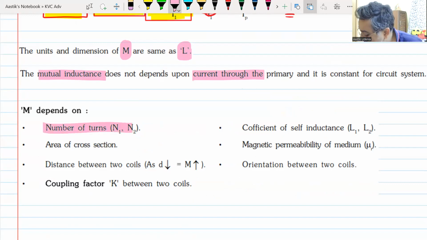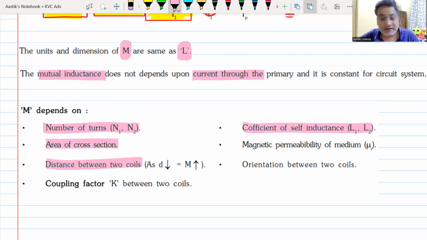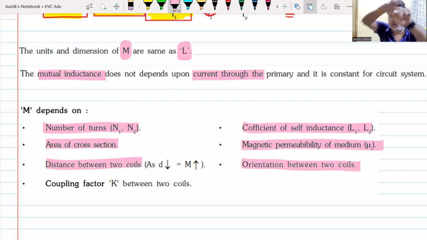Number one, it depends on the number of turns in the primary as well as the secondary. Do we understand this? Yes. It depends on the area of cross section. It depends on the distance between the two coils. It depends on the self-inductance of the two coils. It depends on the medium which is surrounding the two coils. It depends on the orientation, how the coils are placed. One coil is here, the other coil is here, or here, or here. Do you understand this?